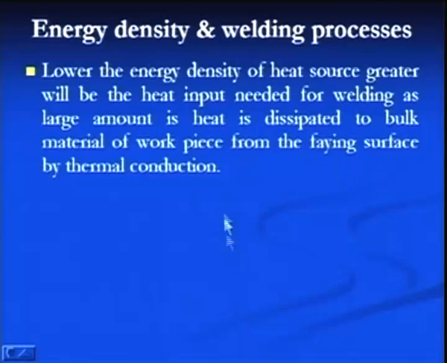The lower the energy density of the heat source, the greater the heat input required for welding, as a large amount of heat is dissipated to the bulk of the workpiece from the faying surfaces by thermal conduction. So, if the heat energy density is low, a lot of heat must be supplied to bring the faying surfaces to the molten condition, and it also takes longer, because a lot of heat is dissipated to the bulk material of the workpiece.